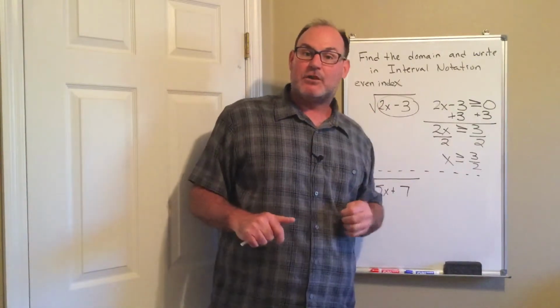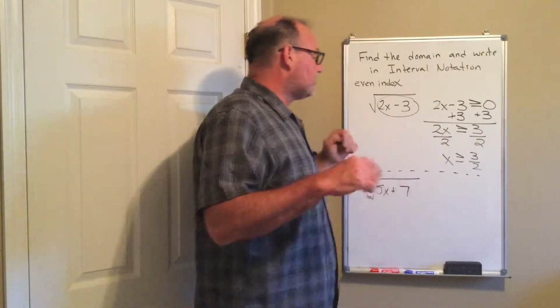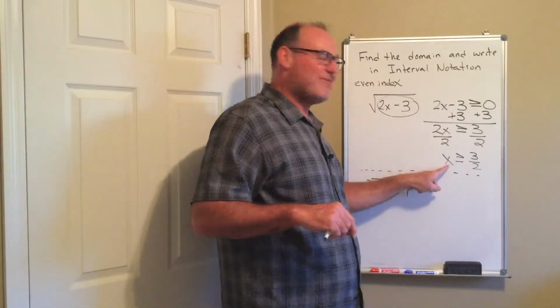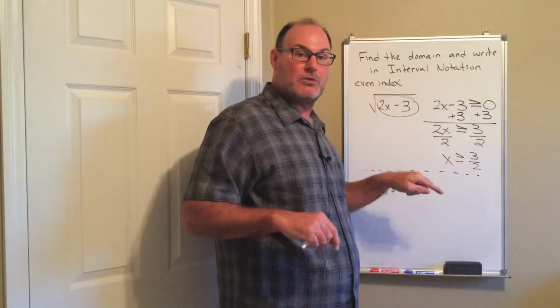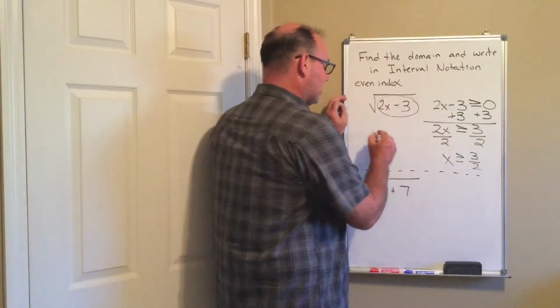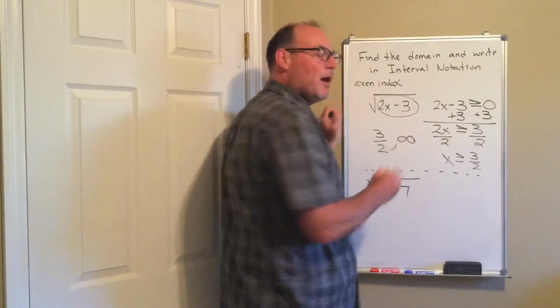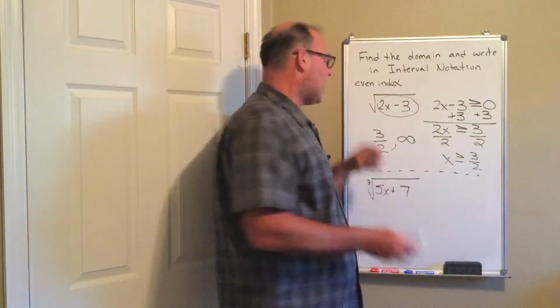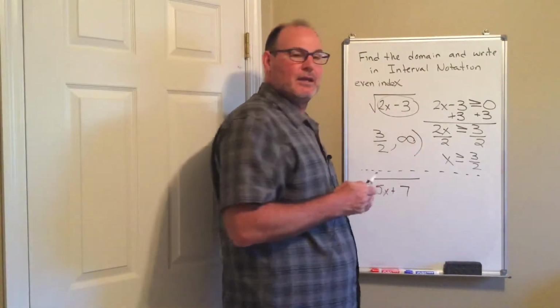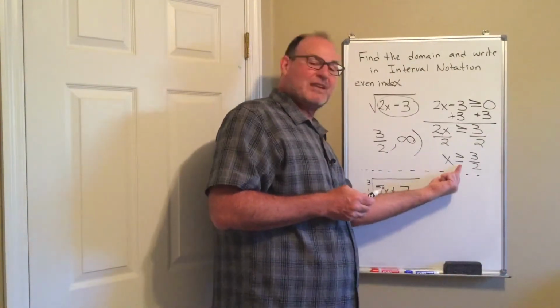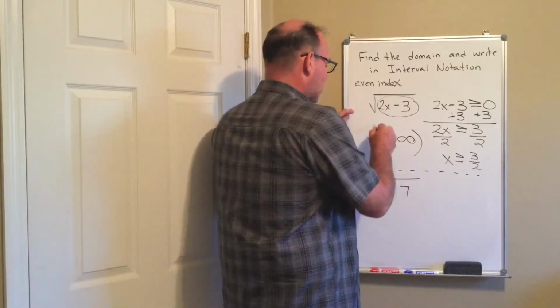Now I'm going to write this in interval notation. When we learned interval notation, we learned that when my values are bigger than 3 over 2, 3 over 2 will be the lower bound of the interval, and infinity will be the upper bound of the interval. I always put a parenthesis at infinity, and since I have an equal sign in this problem, I use a bracket.